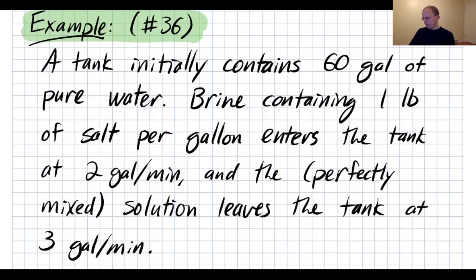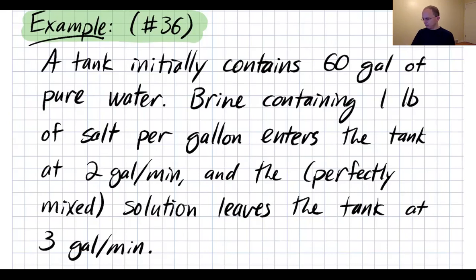So what is coming into the tank? We have some brine containing 1 pound of salt per gallon. So we have a pound of salt per gallon entering the tank. That means the concentration in is 1 pound per gallon. And it's entering the tank at 2 gallons per minute. So that is the rate coming in. R in is 2 gallons per minute. And obviously if we multiply those together, 1 pound per gallon and 2 gallons per minute, that means that we're getting 2 pounds of salt coming into the tank per minute.